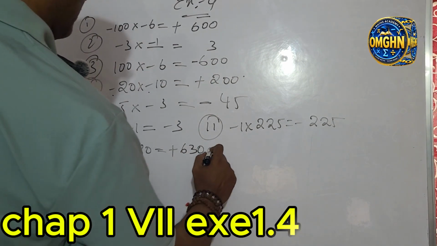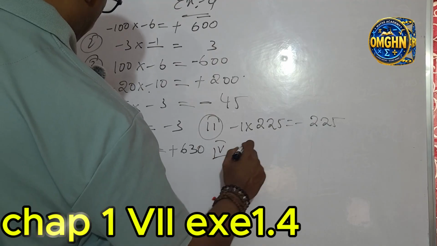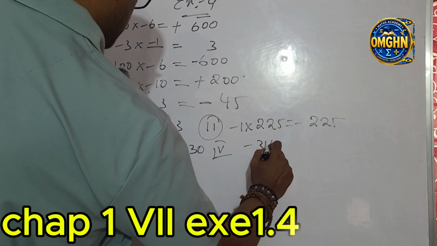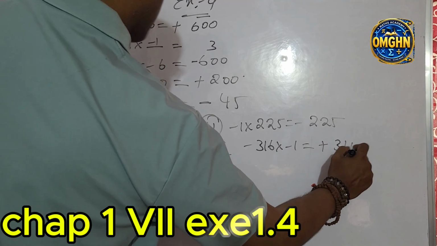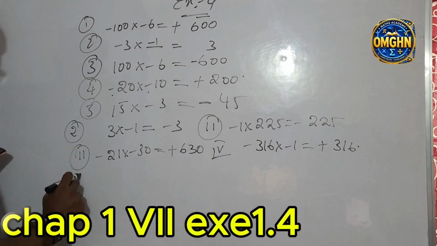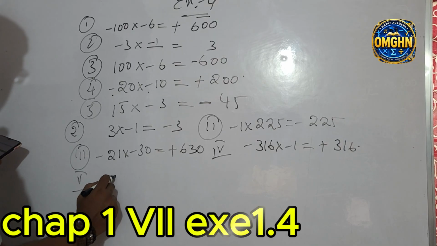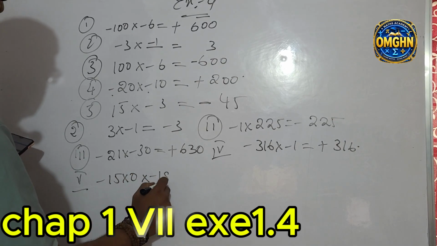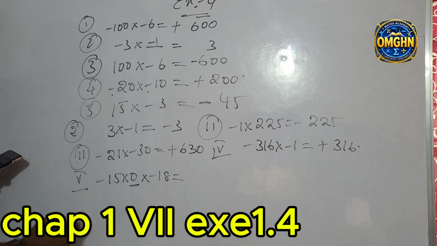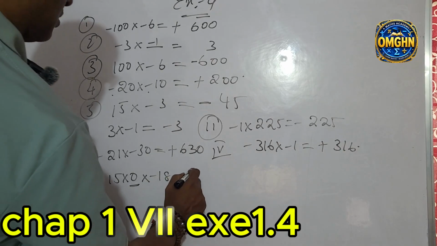Now, fourth one. Minus 316 into minus 1. Minus into minus plus 316. Fifth one. Minus 15 into 0 into minus 8. If 0 is coming between the multiplication, the answer is always 0.